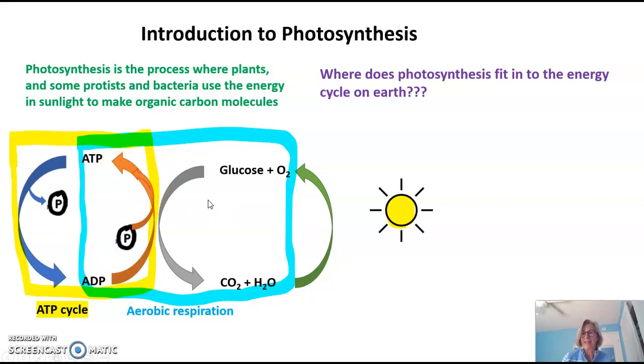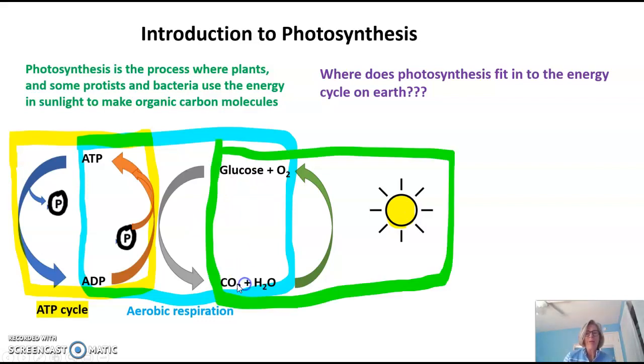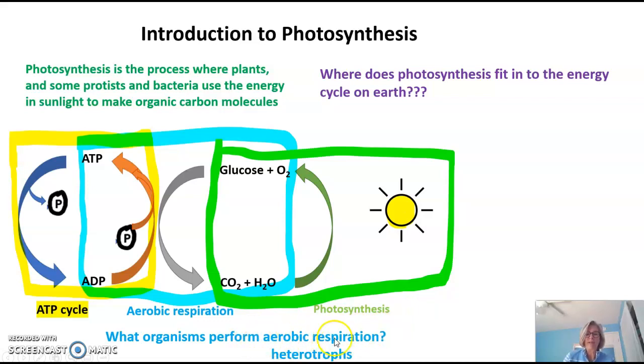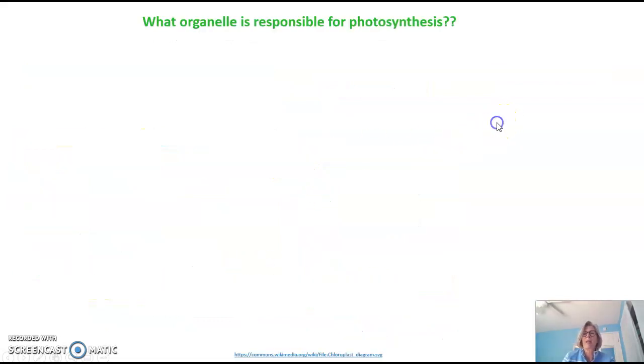That involves glycolysis and the Krebs cycle and the electron transport chain. But then how do we get the CO2 and H2O back together to make glucose and oxygen? And that is the process of photosynthesis that I am going to introduce tonight. So what organisms perform aerobic respiration? Those are our heterotrophs. They have to eat their food. And the organisms that perform photosynthesis are autotrophs because they can make their own food. They can make their own organic carbon.